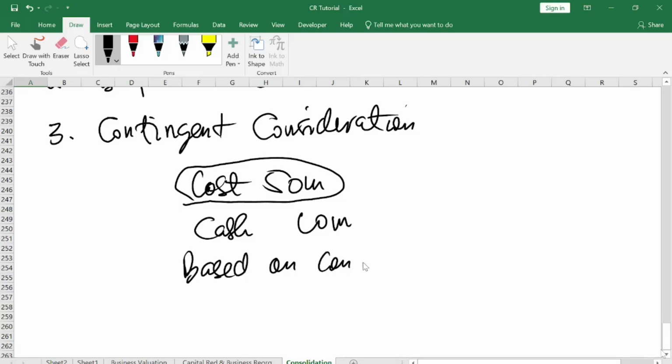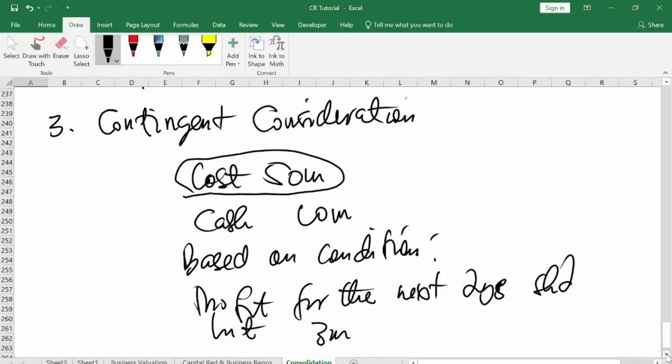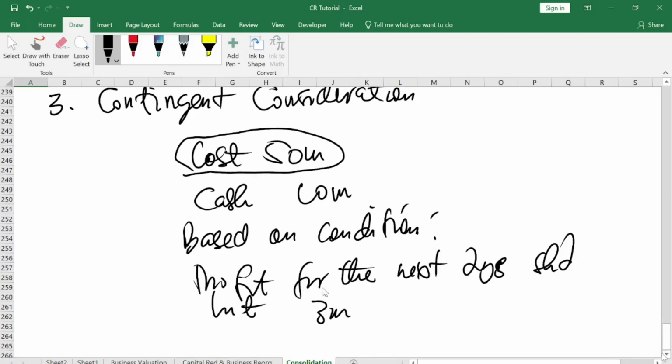On condition. One of the conditions is that maybe profit for the next 2 years should hit maybe 3 million Ghana cedis. So if the company is able to make 3 million Ghana cedis for next year, then we will pay the balance of the money.